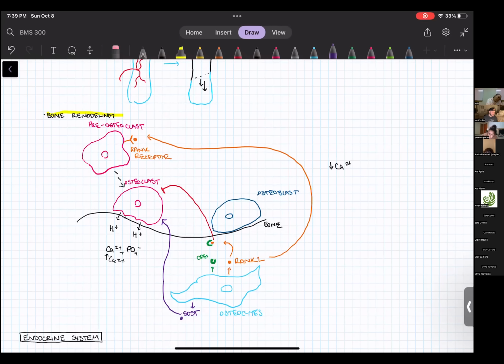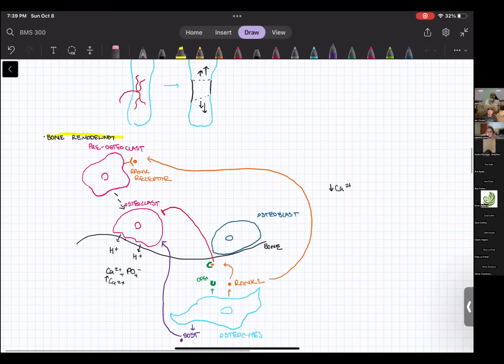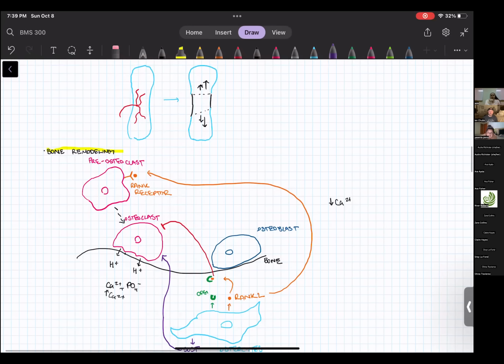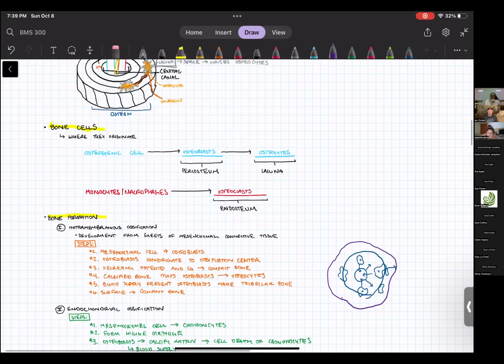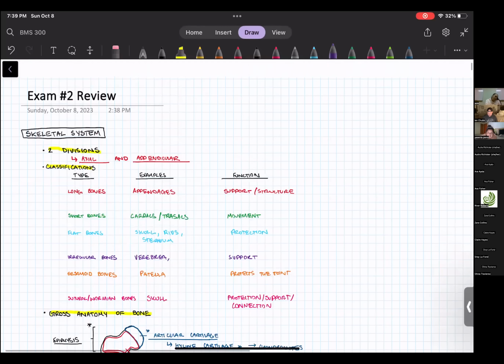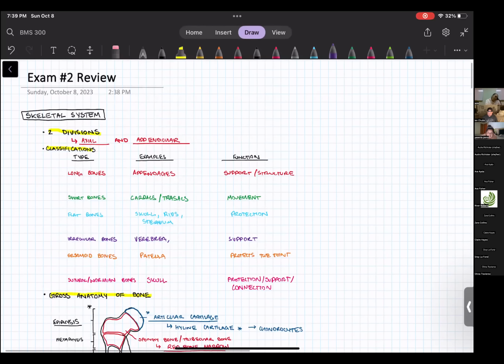Do you guys have any questions on that? I think that pretty much sums up bone as quickly as I possibly could in 40 minutes. Cool. If not, I'm going to move on to endocrine. Do you guys have any last minute bone questions at all? Right, endocrine it is.